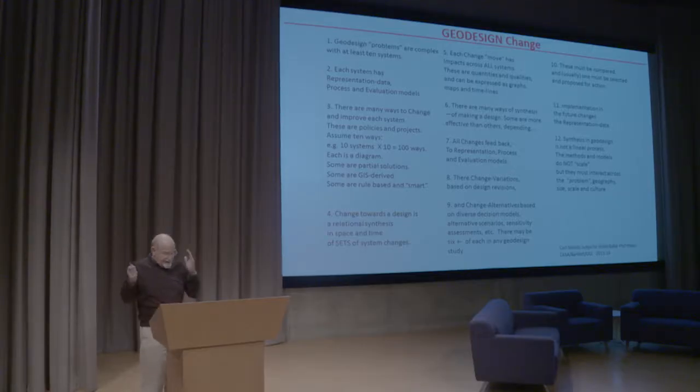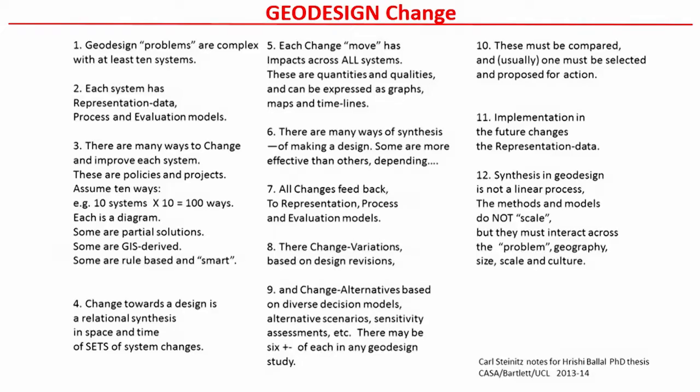Now, one of the things that we met on early, as I said, look, these are the characteristics of geodesign problems. They're complex with at least 10 systems, not one at a time, but 10 at a time. Each system has data, process, and evaluation models. There are many ways to change and improve each system. Imagine there are 10 models and 10 ways to improve any system. That's 100 diagrams. You need to be able to handle 100 diagrams.